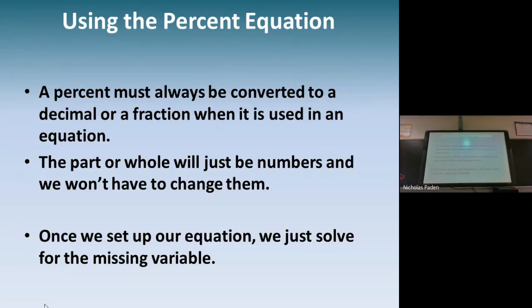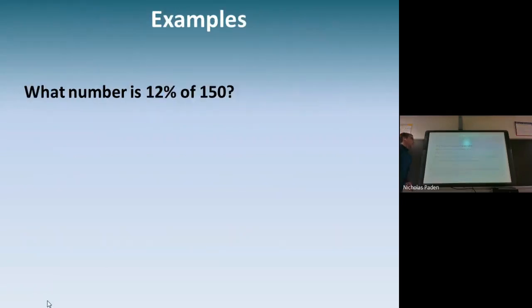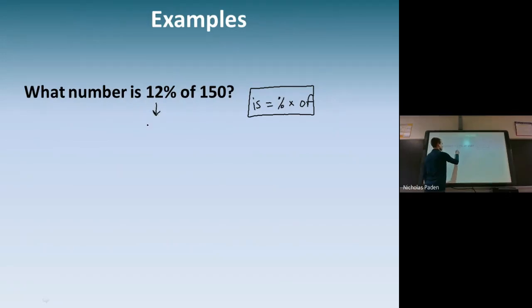Okay, so using that, we're going to look at some examples. So I'm going to write the example like this: is equals percent times of. That's always a little easier to work with. So it says, what number is 12% of 150? What number is 12% of 150? So I've got my percent, and make sure you convert your percent to a decimal. So 12% would be 0.12. Remember to move your decimal point 2 times to the left.